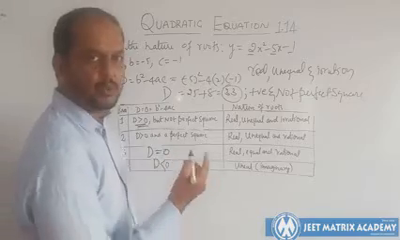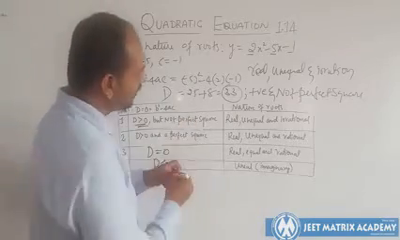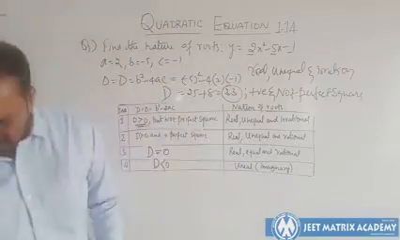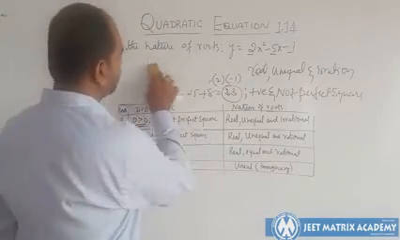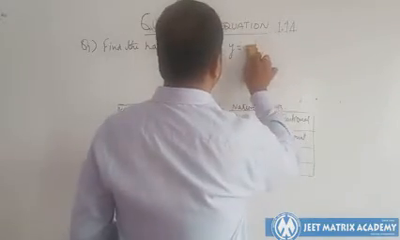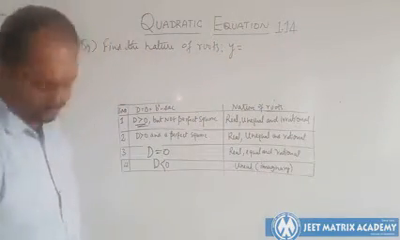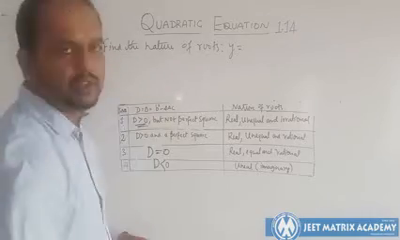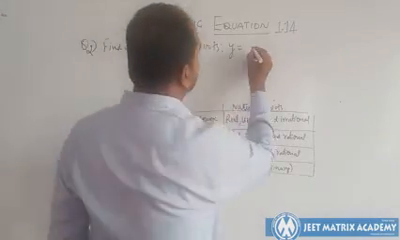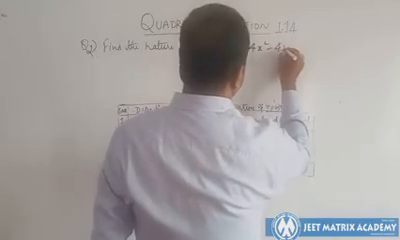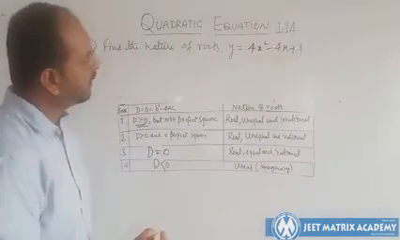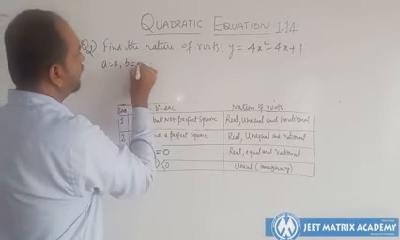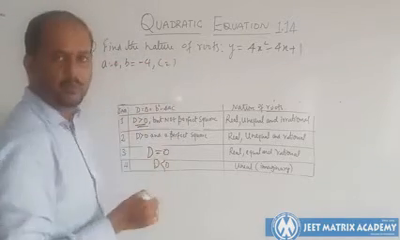This is how you are supposed to apply these concepts to solve this kind of problem. We will see one more problem. Question number 2: find the nature of the roots. I'll change the equation to 4x square minus 4x plus 1. Again, the method is the same. Find a is 4, b is minus 4, c equals 1.